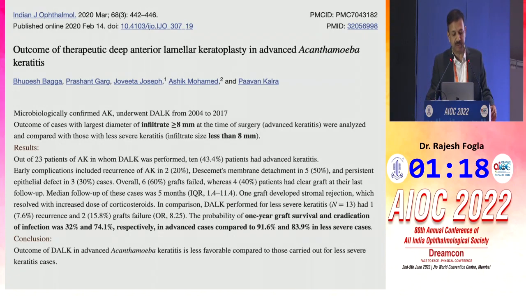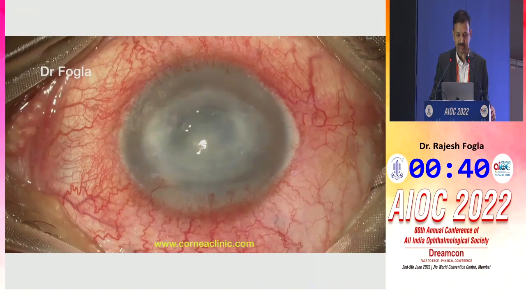This is another paper from L.V. Prasad where they retrospectively reviewed the DALK performed in cases of acanthamoeba keratitis. This was published in IJO in 2020. They divided them into two groups, advanced acanthamoeba keratitis versus early acanthamoeba keratitis, depending on the size of the infiltrate, whether it was more than 8 millimeters or less than 8 millimeters. They found that the one-year graft survival and the eradication of infection were much better when the infection was less than 8 millimeters. So the basic thing is that if you want to do a therapeutic DALK, you have to take the decision relatively early, before the infection has spread to the peripheral limbus.